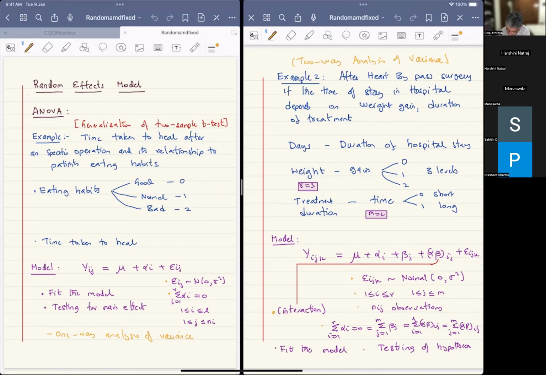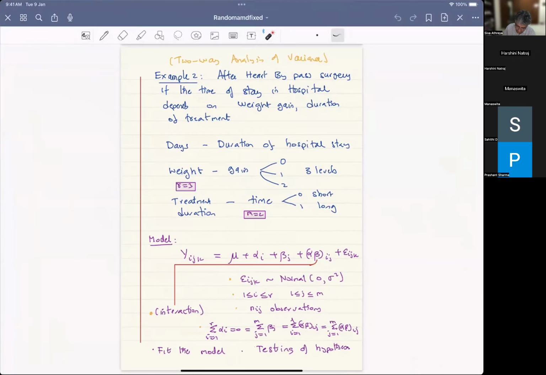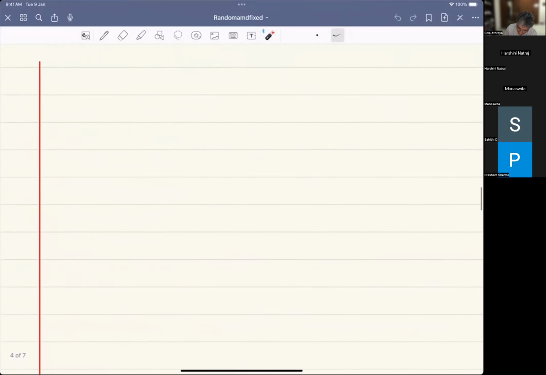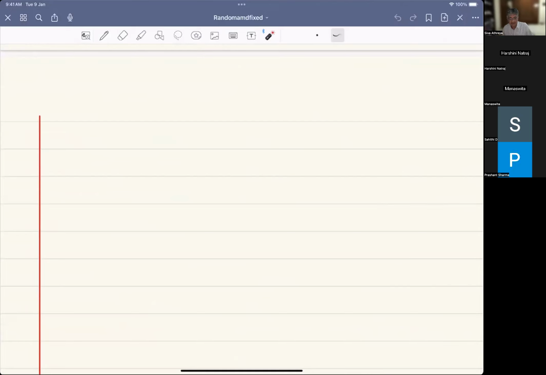In these models on both sides, this alpha_i was a fixed effect. So there was no randomness in it. We thought it could be measured correctly and precisely, and there was no error in measuring alpha_i. So I knew exactly what alpha_i is. And here also there's no error in measuring alpha_i and beta_j. So let me give you a bunch of examples before I do any modeling, and for each example, we'll see how one proceeds with the statistical analysis.